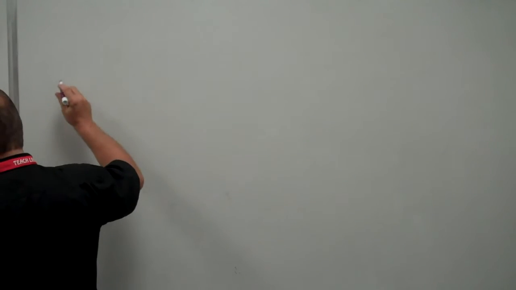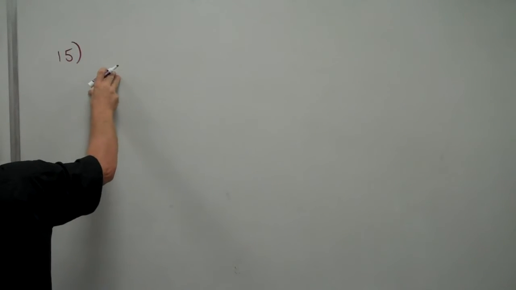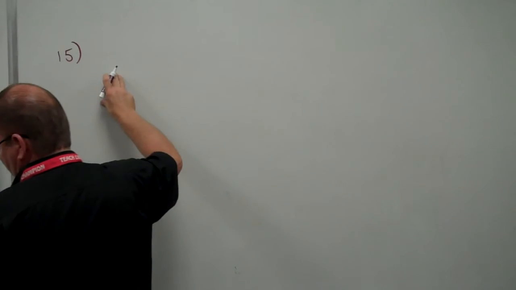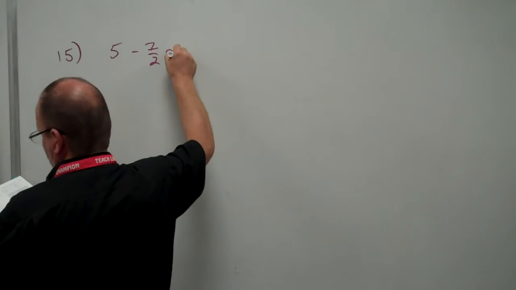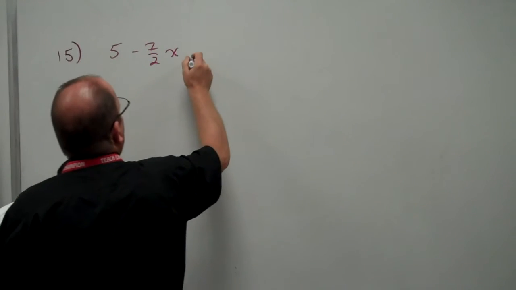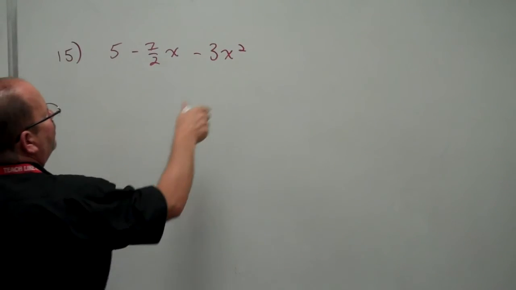Sketch. Determine the right hand and left hand behavior of the graph. Number 13. I'll do 15 actually. It's a little bit more drawn out. 5 minus 7 halves x minus 3x squared. Okay, our lead coefficient is negative 3.